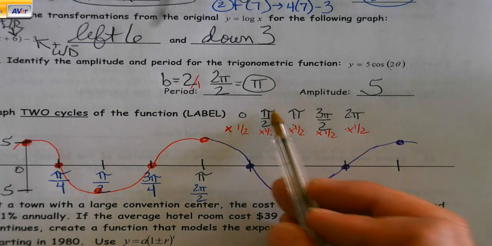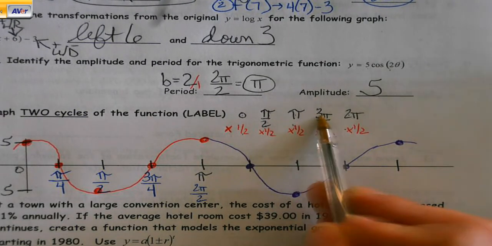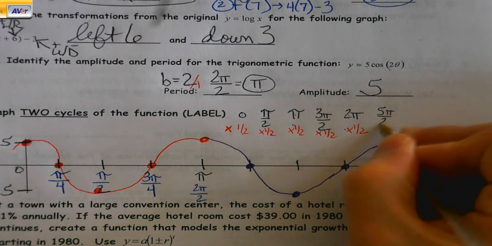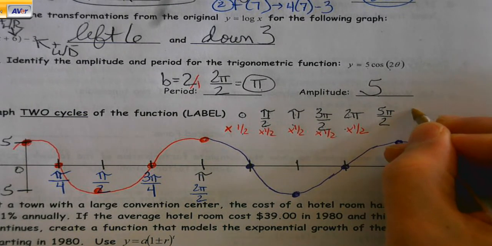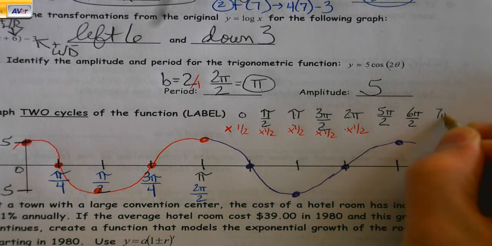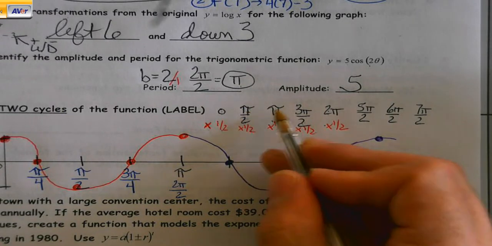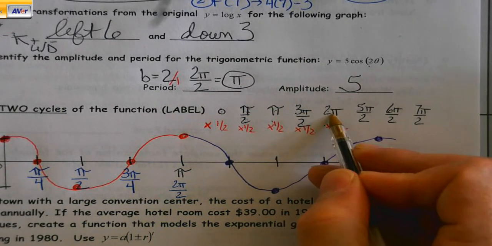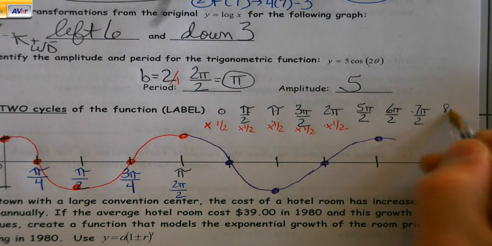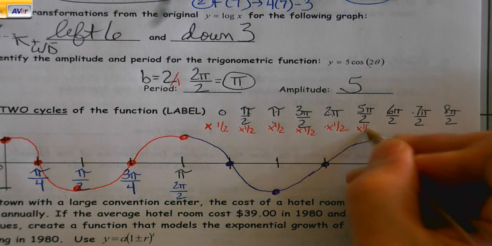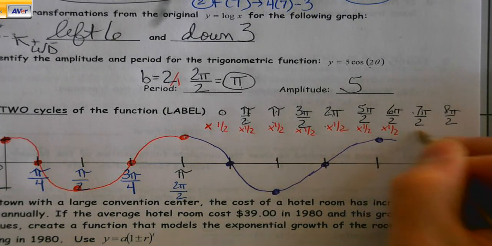So I did 1 over 2, 2 over 2, 3 over 2, 4 over 2, 5 over 2. Let's even do this. 6 over 2, 7 over 2. Because I just keep adding that 1/2. 1 over 2, 2 over 2, 3 over 2, 4 over 2, 5, 6, 7, and 8. Okay, I'm just keeping on going, and I'm going to keep multiplying by the 1/2. Again, my 1 over b.